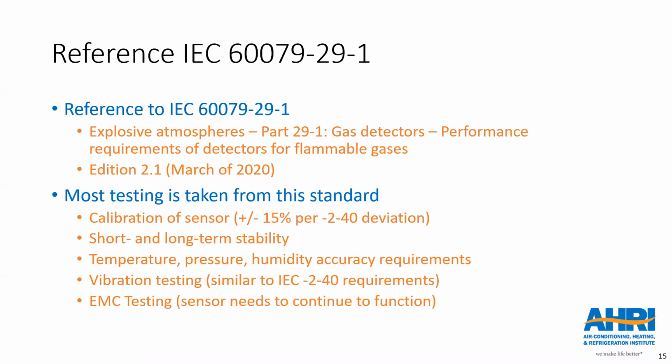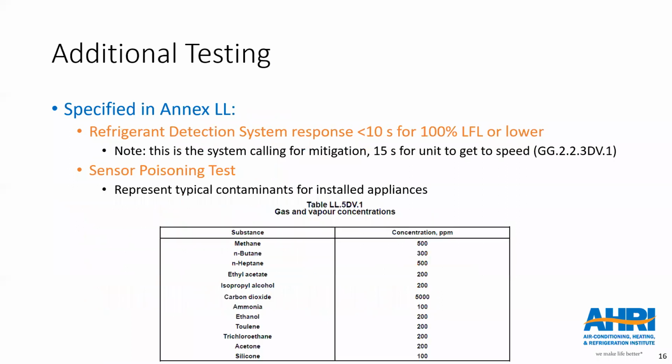When we're looking at temperature, pressure, and humidity requirements for these 79-29-1 tests, we are looking at how the sensor performs at a lower or higher temperature, pressure, or humidity from a nominal value. One thing to note here is that the 79-29-1 requirements have a temperature range from -20 to 55. As we'll see in the next slide, when we talk about some of the Annex LL specific testing, we are also going to be looking at the sensor function over the entire intended range. Oh, I'm sorry, I'm not finished with that slide just yet.